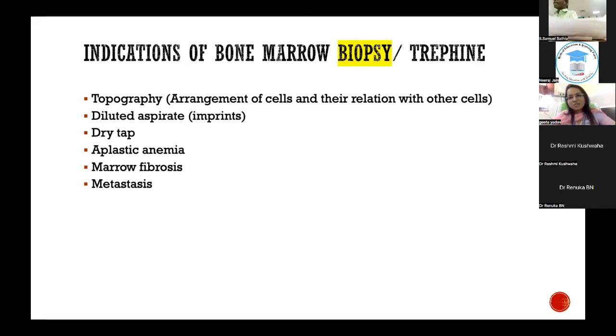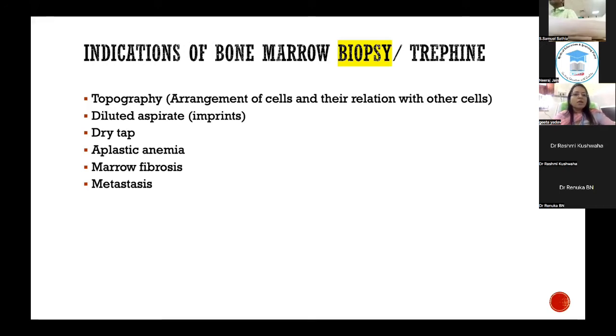So why do we require Trephine biopsy? When we aspirate the blood, the arrangement of cells is lost. If we have to look at the arrangement of the cells, the word for that arrangement of cells is topography. So if we need to look for arrangement of cells or topography in bone marrow, we need to do a bone marrow biopsy. Like in certain cases, we see abnormal localization of precursor cells or ALIP. For that, we need bone marrow biopsy.